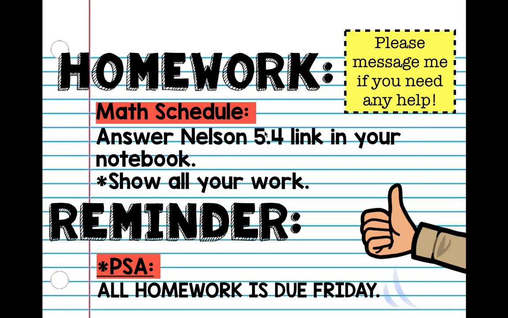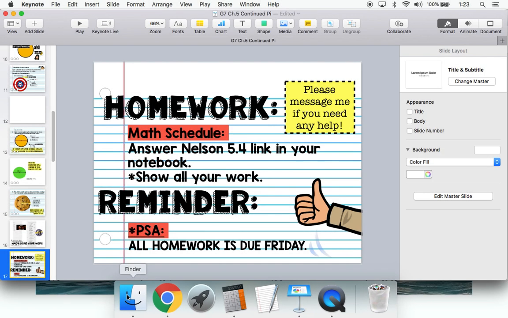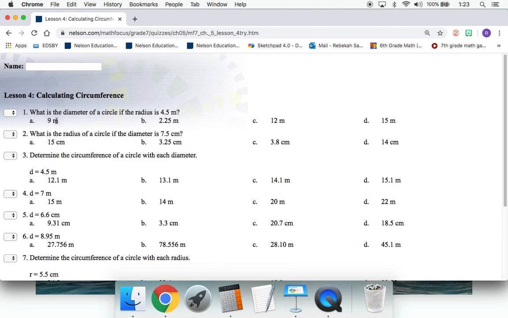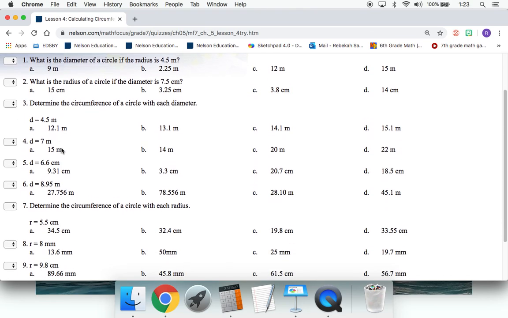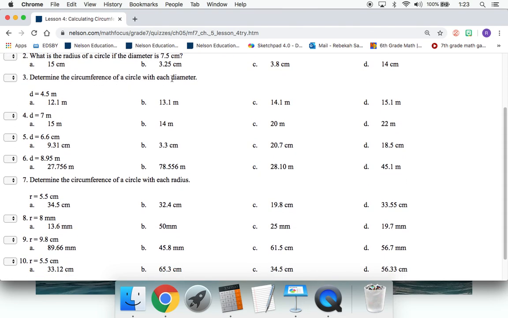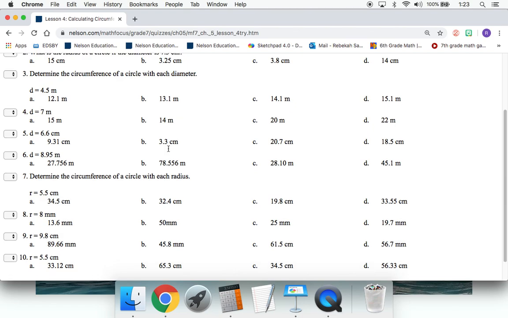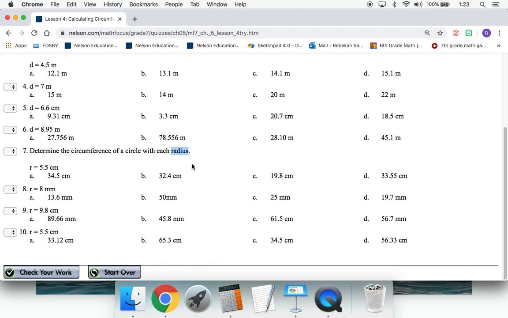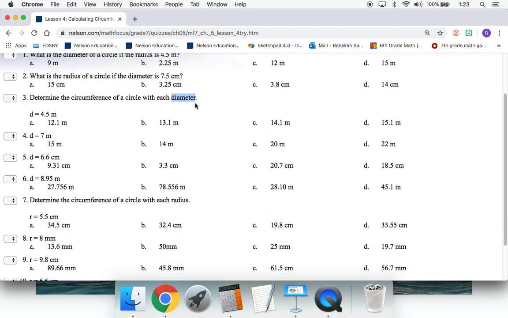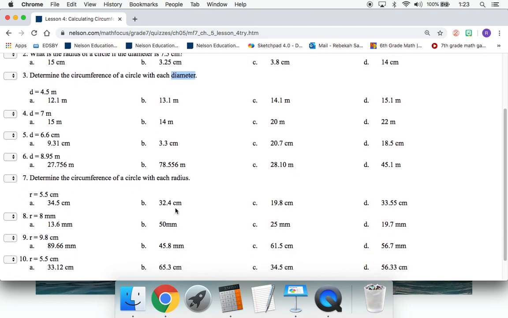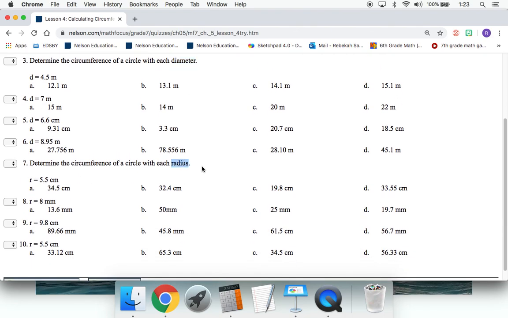Your homework is going to be the 5.4 link. So it looks like this. What is the diameter if the radius is 4.5? So you just multiply that by 2. Okay? It's going to ask you for the circumference if you have diameter, and then it's going to ask you for the one with radius. So again, with diameter it is pi times d, or d times pi, and then with radius it is 2 pi r.